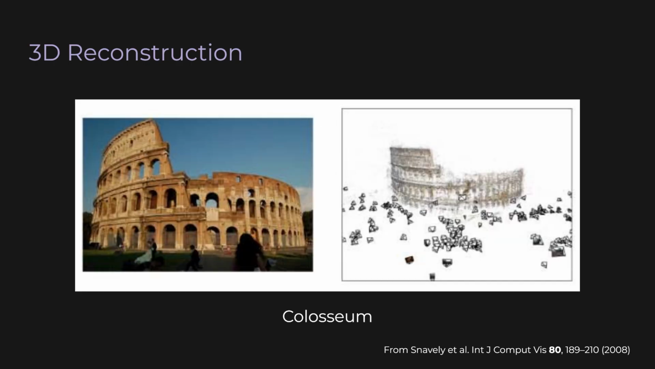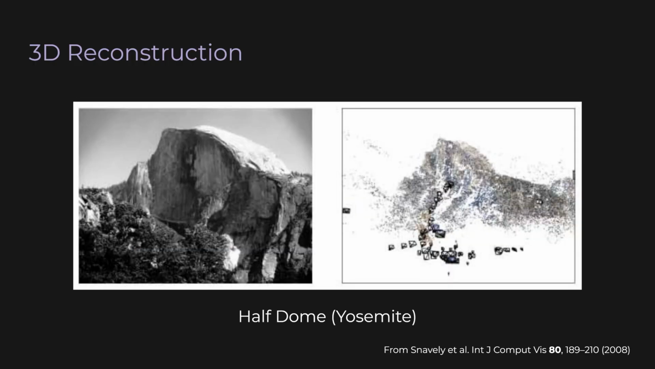Here's the Colosseum. The reconstruction accuracy here is just absurd. I can't express how much this completely blows my mind. There's no AI involved here. This is just straight up linear algebra. Finally, we've got the most impressive one. This is Half Dome in Yosemite, California.